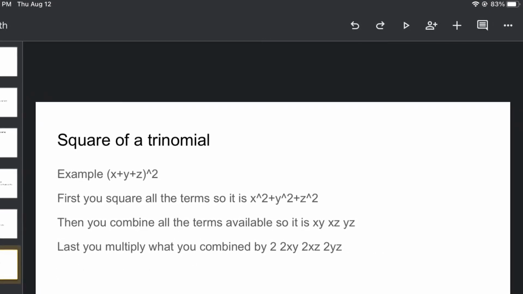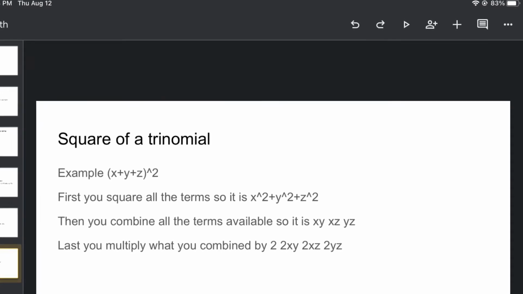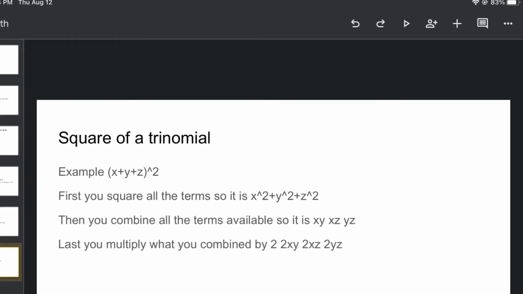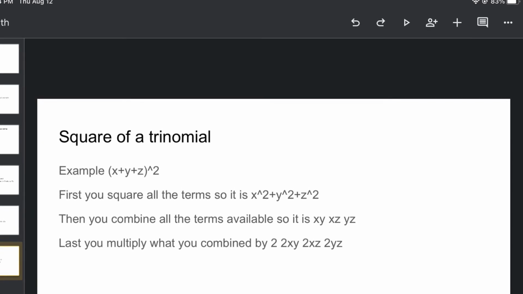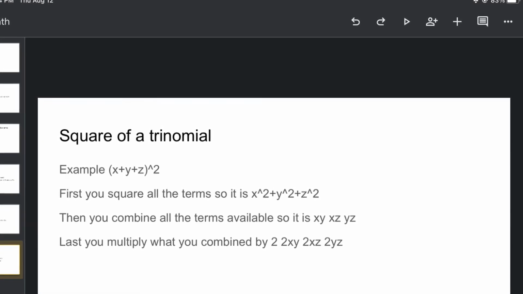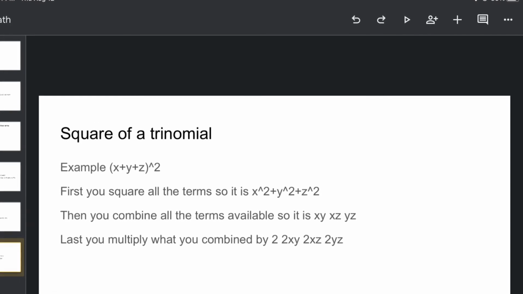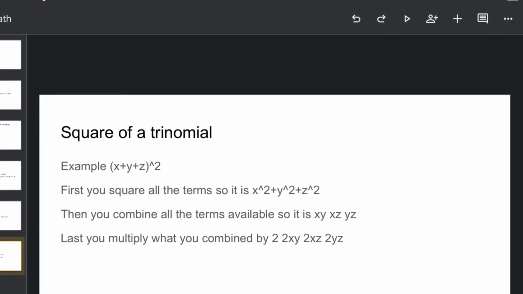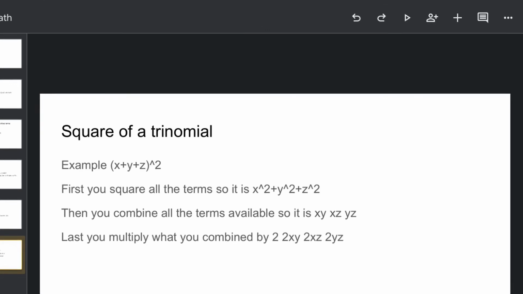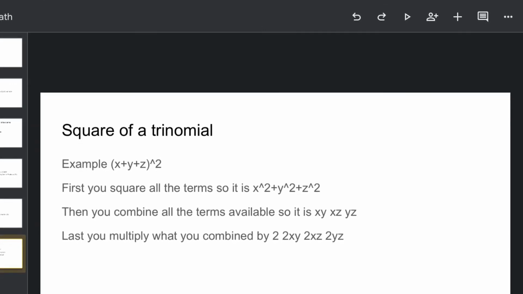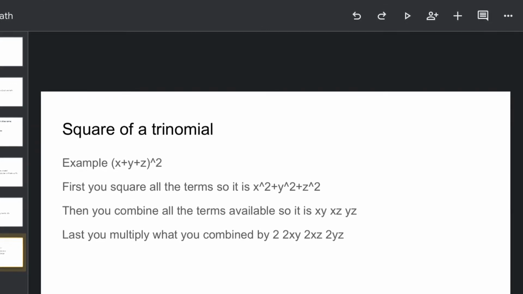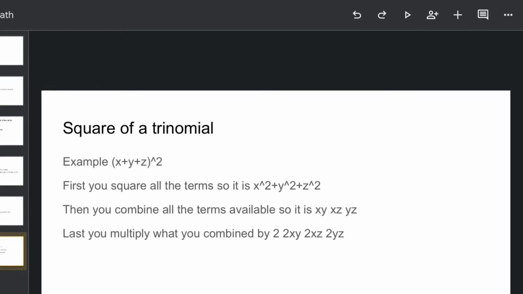For the last one, there's the square of a trinomial. Finally, there's the example x plus y plus z squared. First, you square all the terms, so it is x squared, y squared, plus z squared. Then you combine all the terms available, so it's xy, xz, and yz.